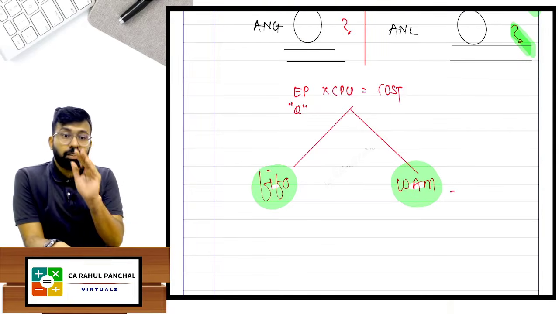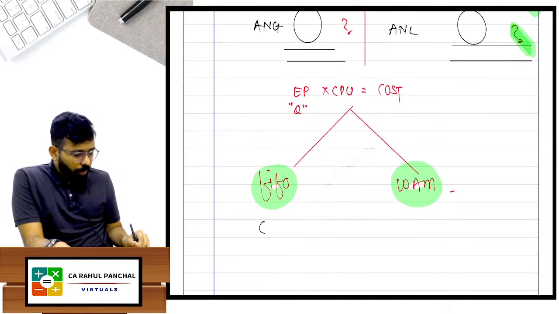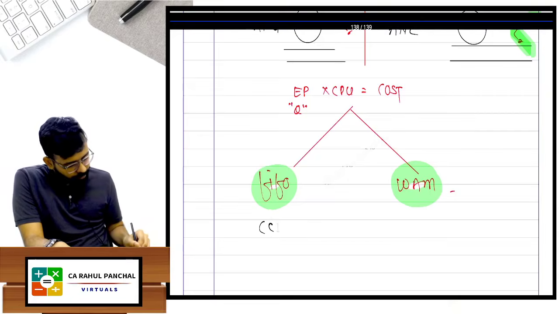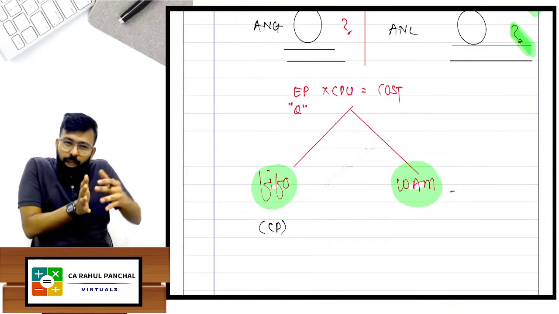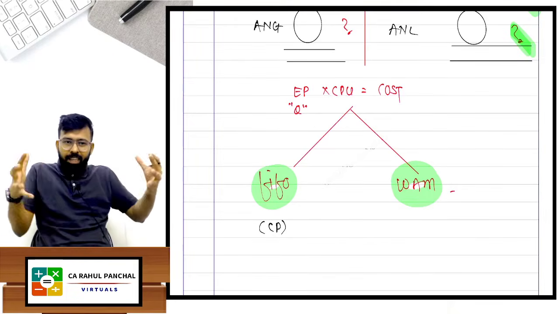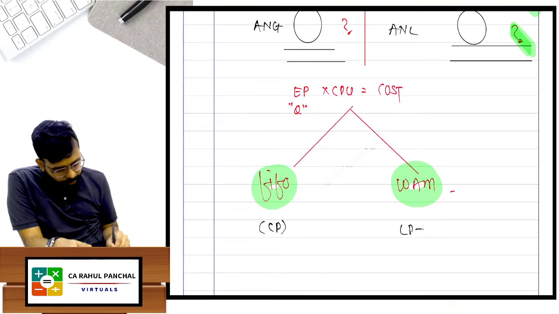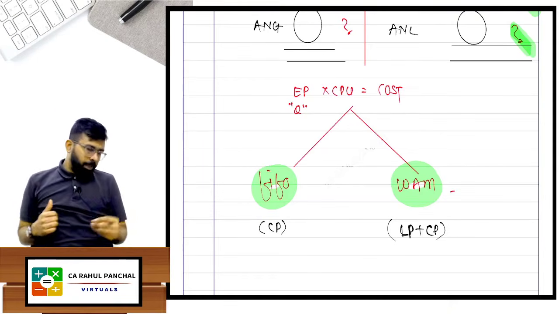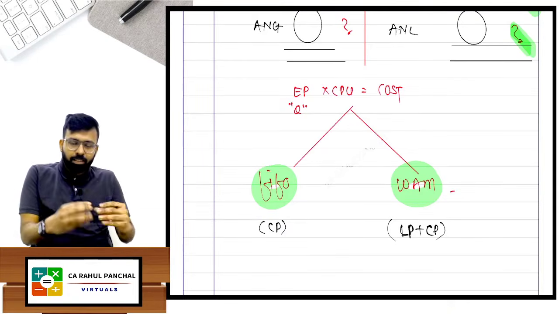Sir, what is the difference? When you follow FIFO method, you will think only about the current period. When you follow VAM, you take the previous year's everything, you aggregate, take the total, that is last period plus current period. That is what you do in the VAM method. Done, sir. That is something we understand.